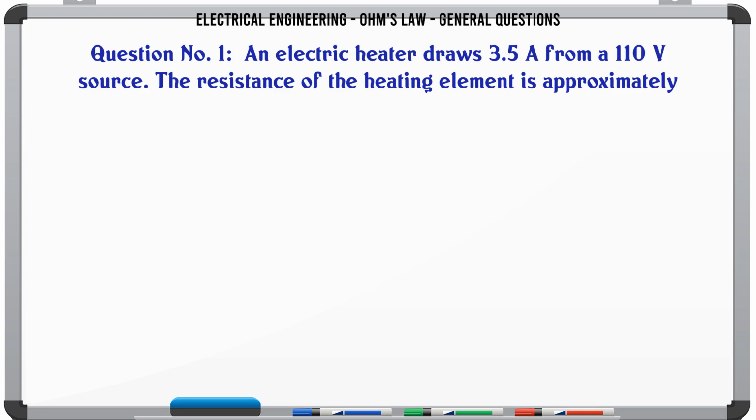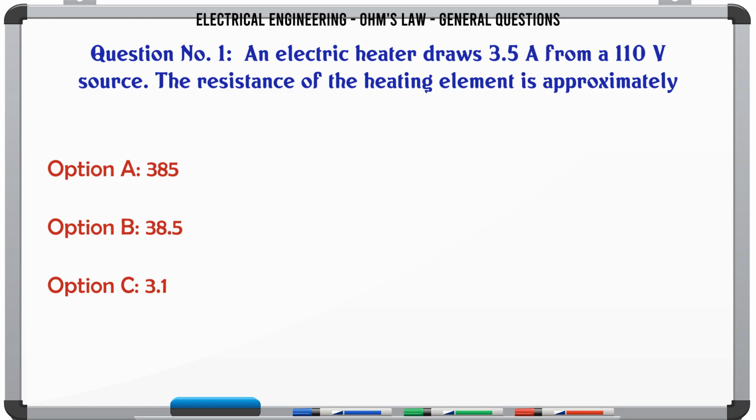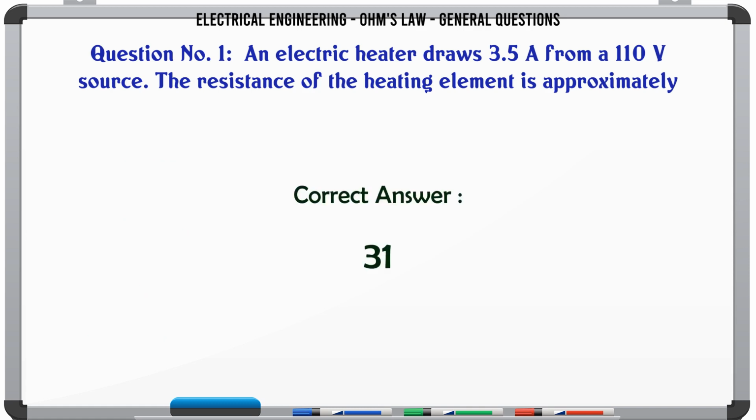An electric heater draws 3.5 A from a 110 V source. The resistance of the heating element is approximately A) 385, B) 38.5, C) 3.1, D) 31. The correct answer is 31.